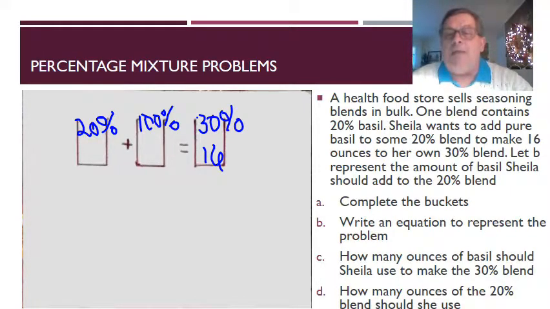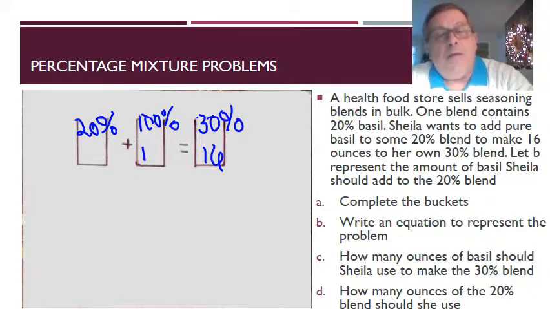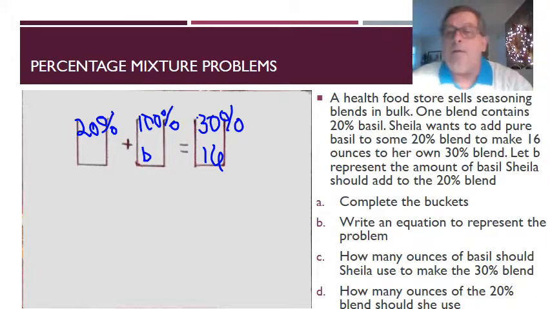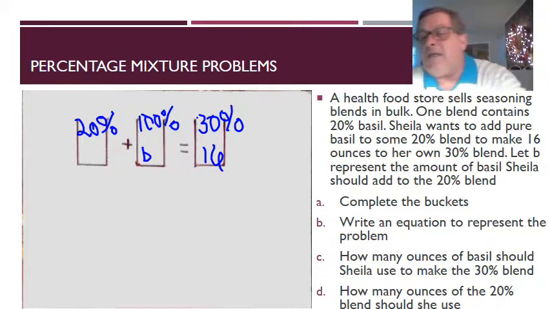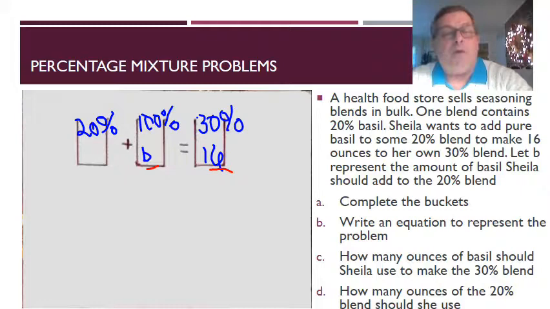Then it says, let B represent the amount of basil Sheila should add to the 20% blend. Okay, well, that would mean my variable B would be in my 100% bucket. So now how many ounces of the 20% blend am I going to use? Well, if I got a total of 16 and I've got a variable here of B, this is going to be 16 minus B.